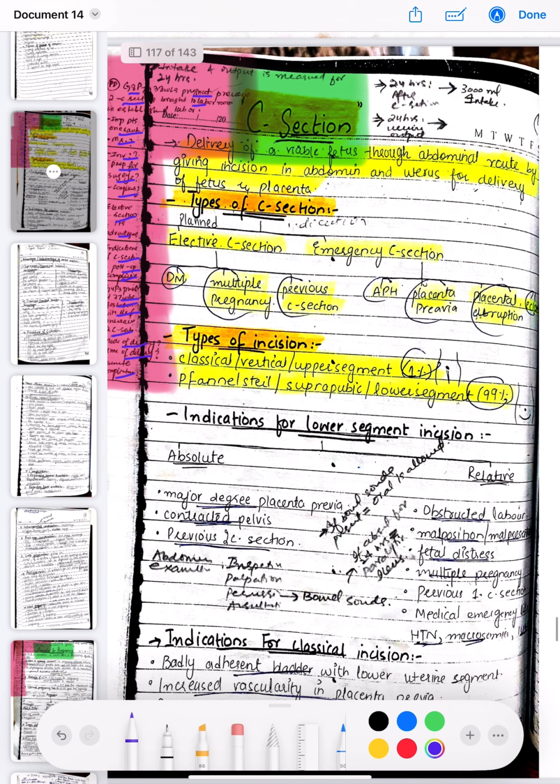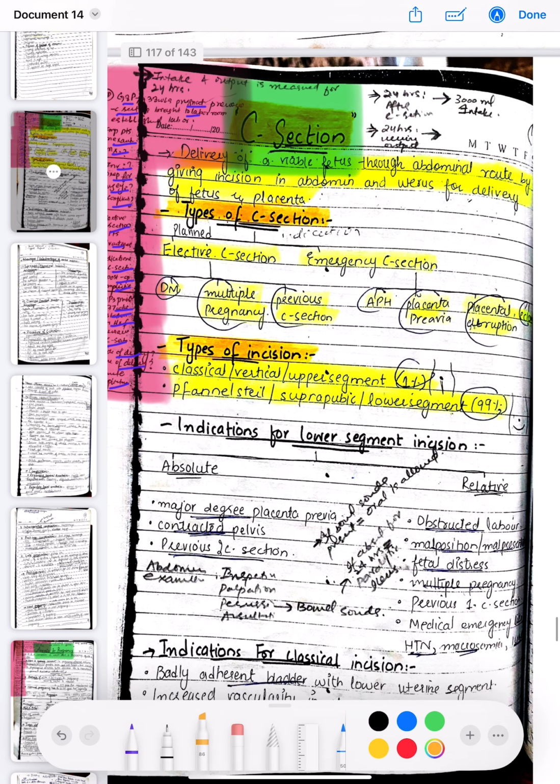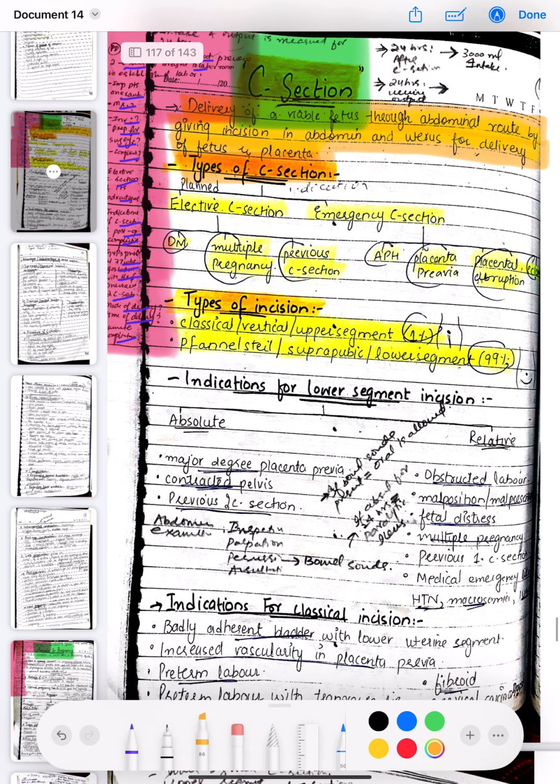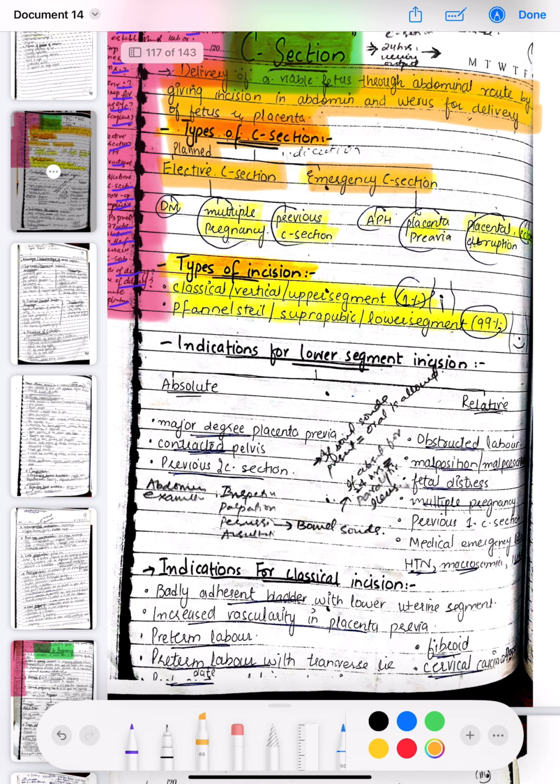So let's start. First of all, what is C-section? It is the delivery of a viable fetus through abdominal route by giving incision in abdomen and uterus for the delivery of fetus and placenta. Now, there are types of C-section which are planned C-sections, that is elective C-section and emergency C-section. The elective C-sections are done in diabetes mellitus and multiple pregnancy and previous C-sections, while the emergency C-sections are done in antepartum hemorrhage, placenta previa, placental abruption and eclampsia.